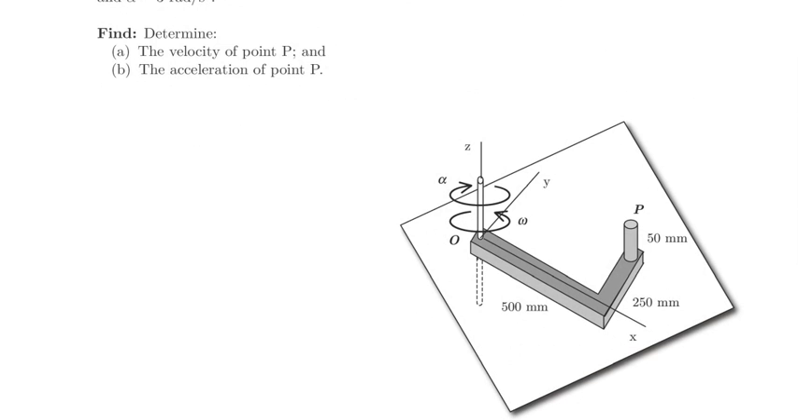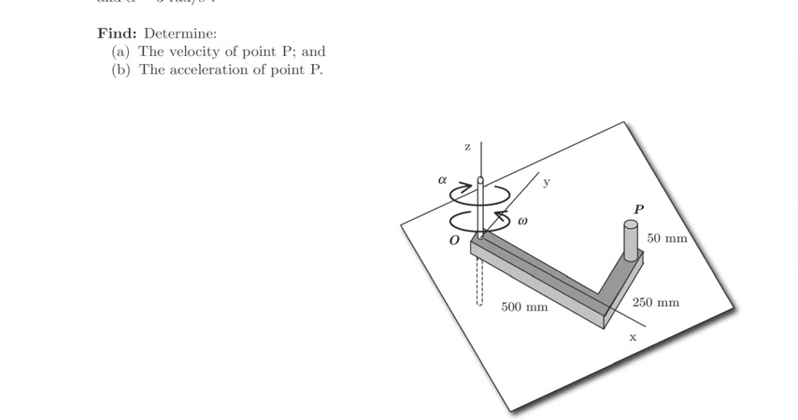Given this information, we're asked to determine the velocity and acceleration of point P on the end of this bent bar specimen. To do this, we're going to relate the kinematics in a rigid body sense using two points: a point where we have a lot of information, in this case point O, the fixed point, and we'll extrapolate from that to what's going on at point P.